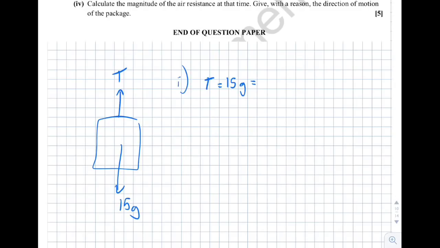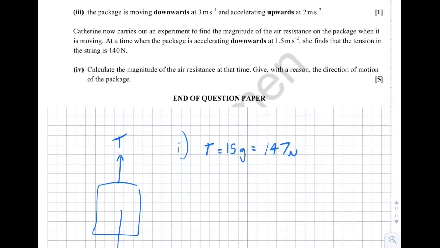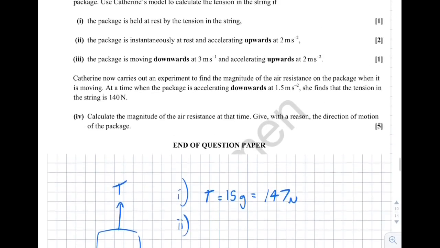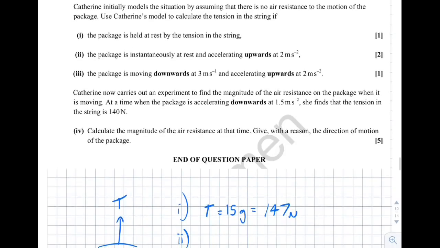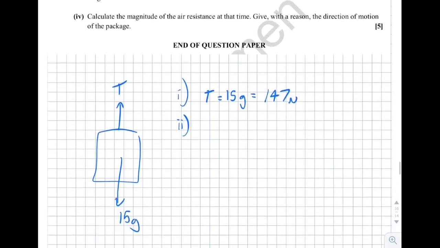Remember, g is 9.8 in maths exams. I think it's something slightly different in physics exams. So that's 147 newtons. Part 2: the package is initially at rest and accelerating upwards at 2 meters per second squared.